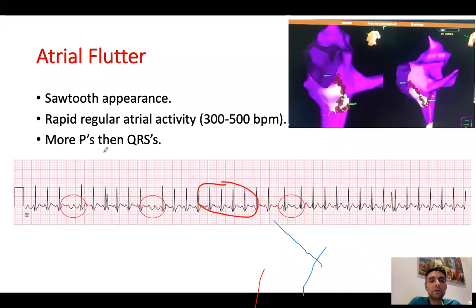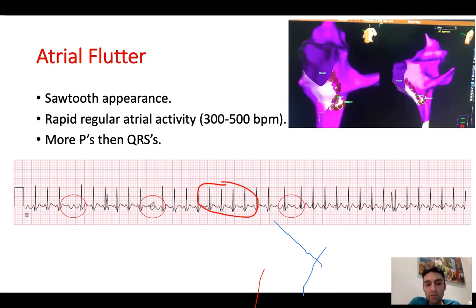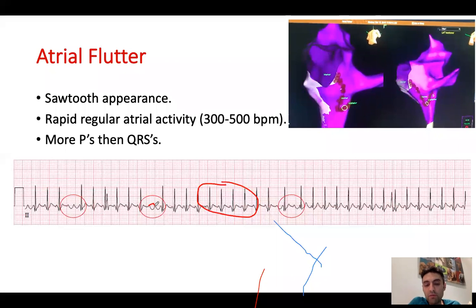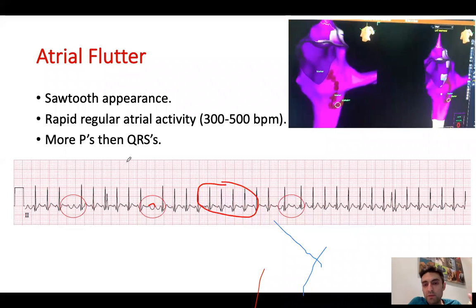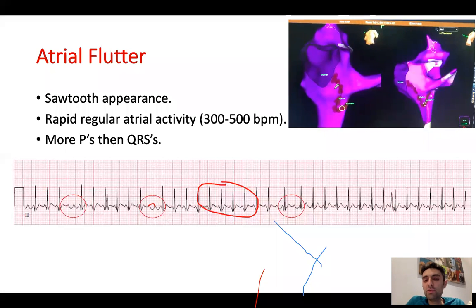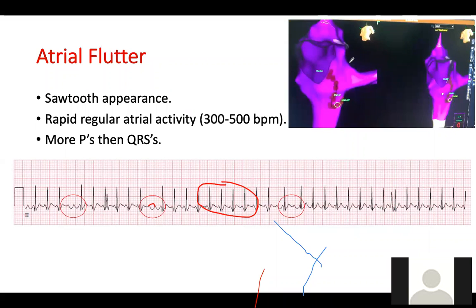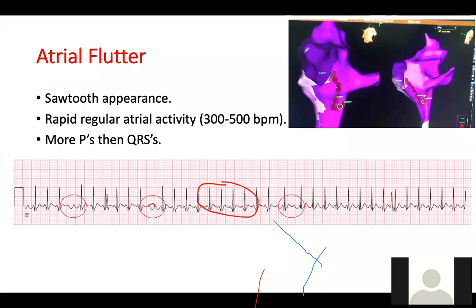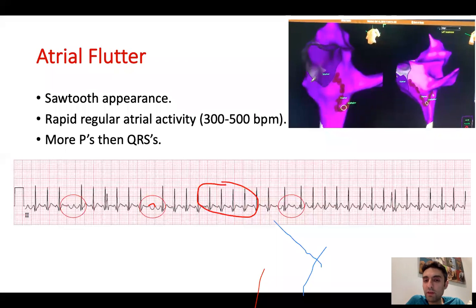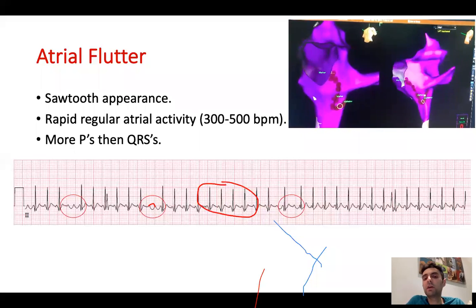cardiologists, okay? So there's a sawtooth appearance, rapid, usually very fast atrial activity, way faster than 200 beats per minute, okay? So look here, it's very fast. Of course, more P's than QRS's. And then in the EP lab, you see this is a patient of ours, by the way. He was like 14 years old who was in flutter, not this patient. Anyways, the tachycardia circulates around the tricuspid valve. This white thing is the atrial activity, okay? So it just keeps rotating around the tricuspid valve.